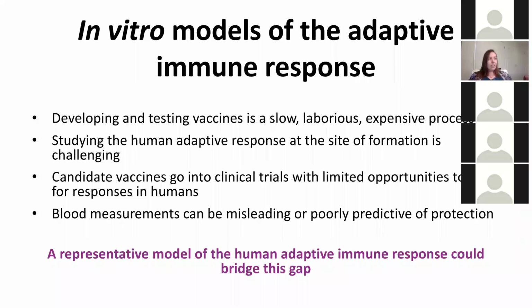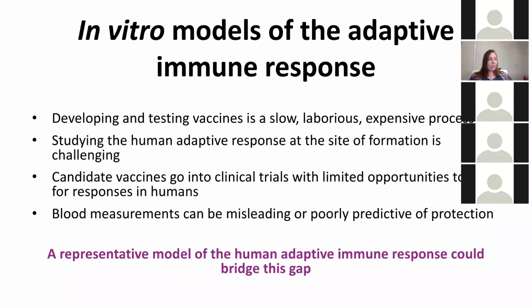It's also really difficult to get at the actual cells that are responsible for making a good response. That's because getting access to lymph nodes or tonsil or other lymphoid tissues in a vaccination type context can be quite difficult. Essentially what that means is that candidate vaccines are going into clinical trials with really not so many opportunities to be able to test what those responses will look like in humans first.